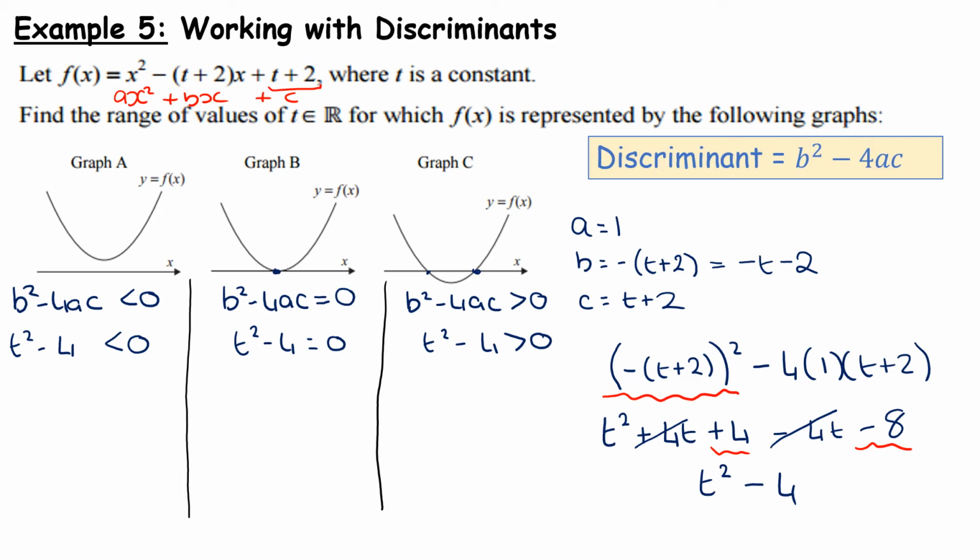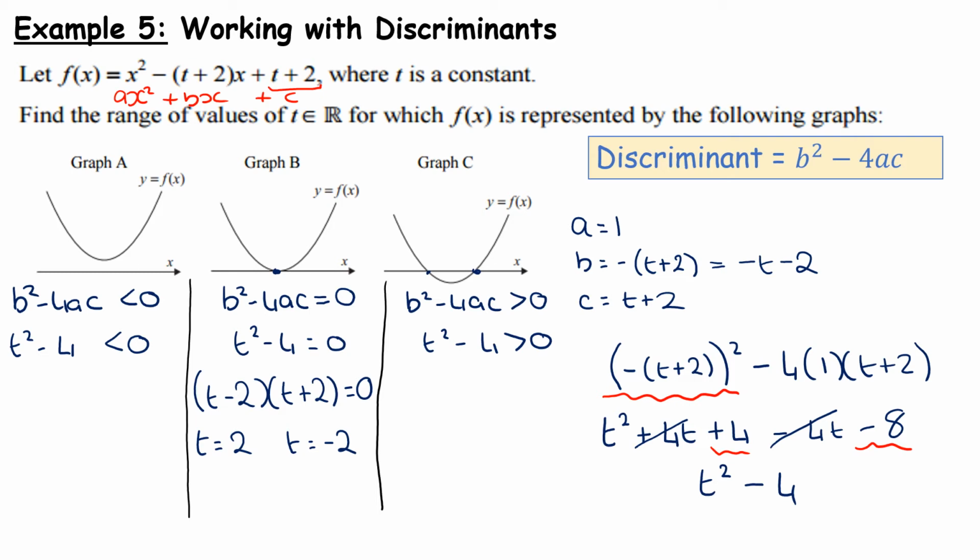I'm going to use difference of two squares here. I prefer difference of two squares to bringing the 4 across the equals, because I find in that case students lose one of the values. So here we get t equals 2 and t equals minus 2. So that's my answers. They are my answers for graph B.